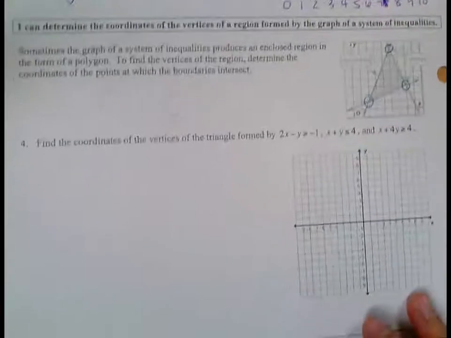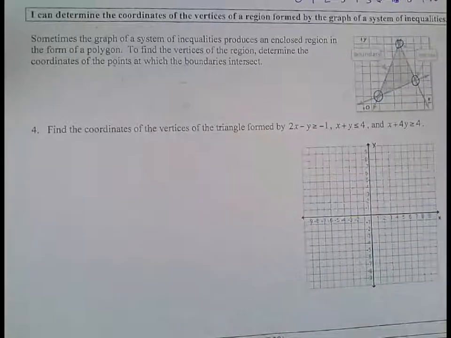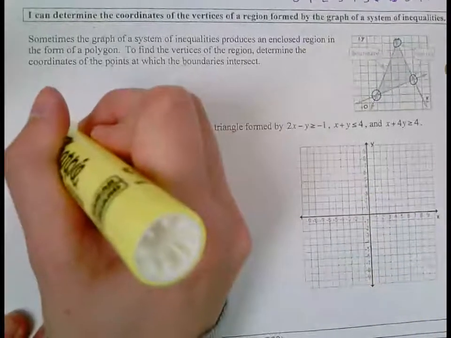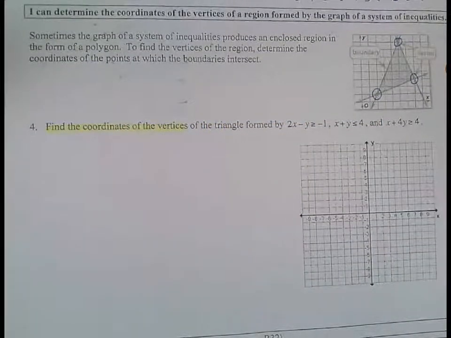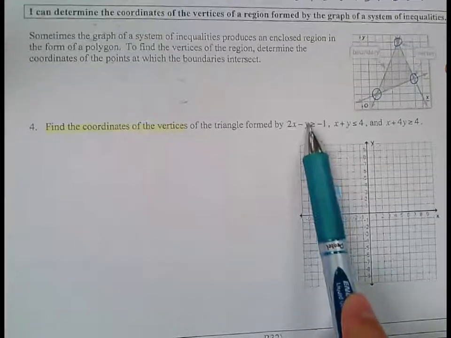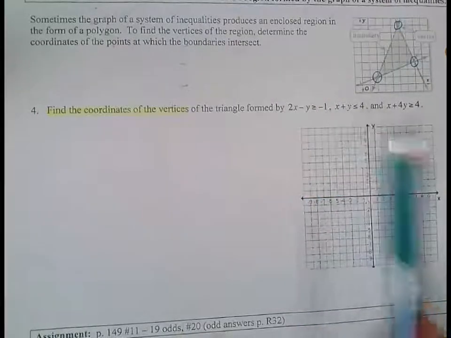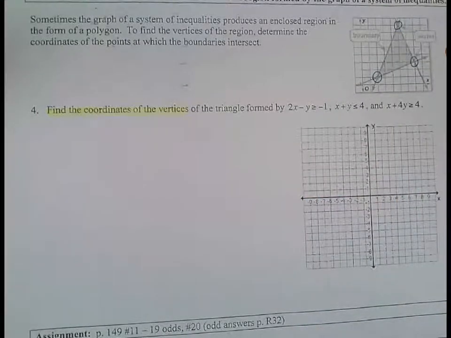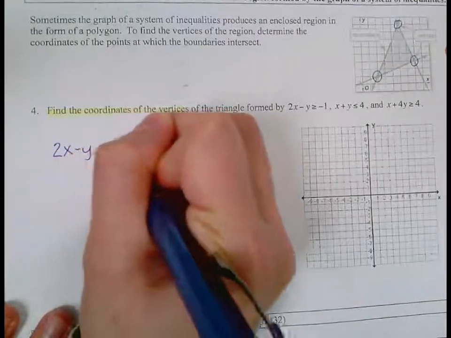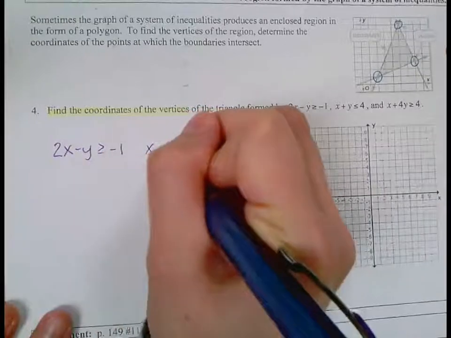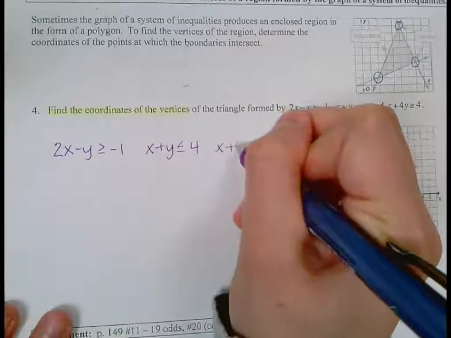So what I would like you to do, this is question 4. It says find the coordinates of the vertices. So you need to make sure for your answer you're actually listing the coordinates of the vertices of the triangle that's formed by this system of inequalities. So for each inequality, you'll want to do exactly what we did in the other 3 examples. Graph each one. Think about where the shaded regions are and then where they would overlap.